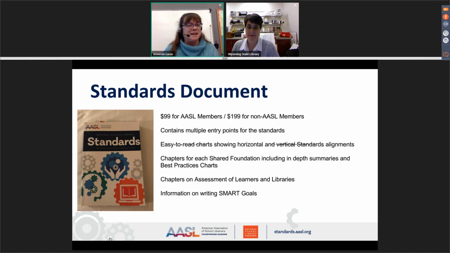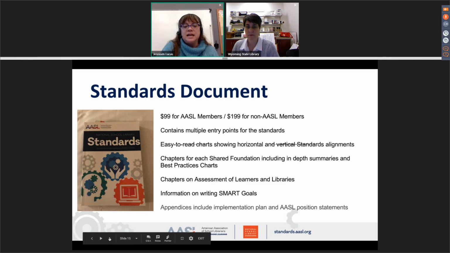And how does that look for library? Because we don't have the same kind of ways to measure growth. We're not necessarily going to find our growth on the end of grade assessment or whatever test that might be, but we have other ways of doing it. They have some information about that.